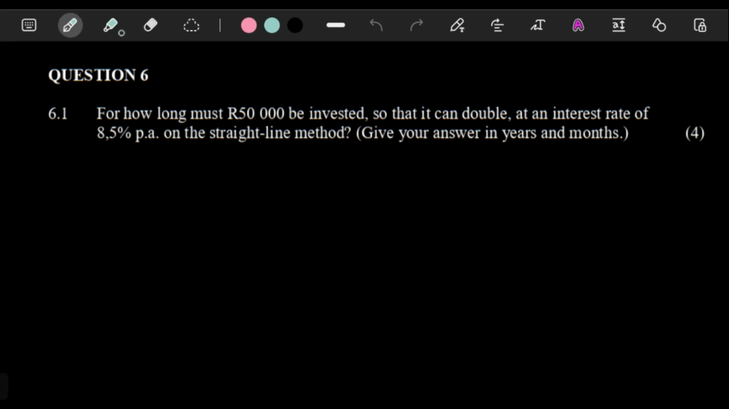So straight line method, this is something quite interesting. This refers to simple interest, actually. It's a weird way of saying it, because when I say compound, that's wrong. We're just going to have to use the simple interest formula here, meaning we have to use A is equal to P(1 + i × n).